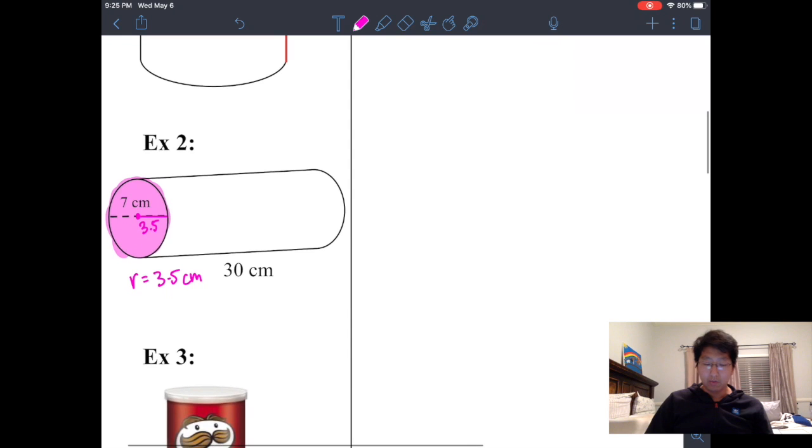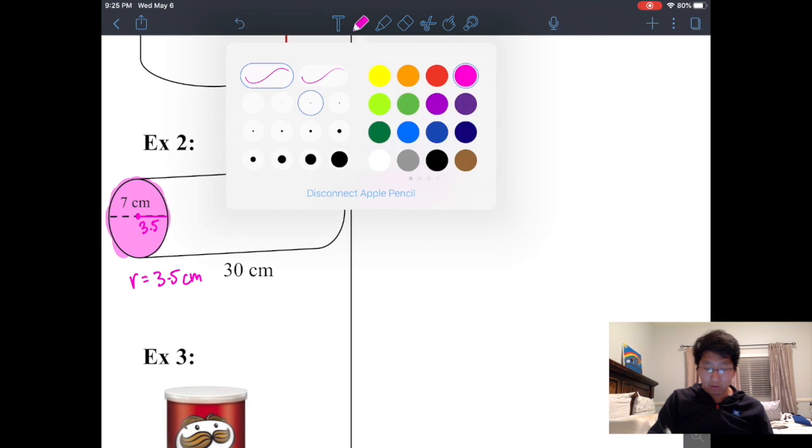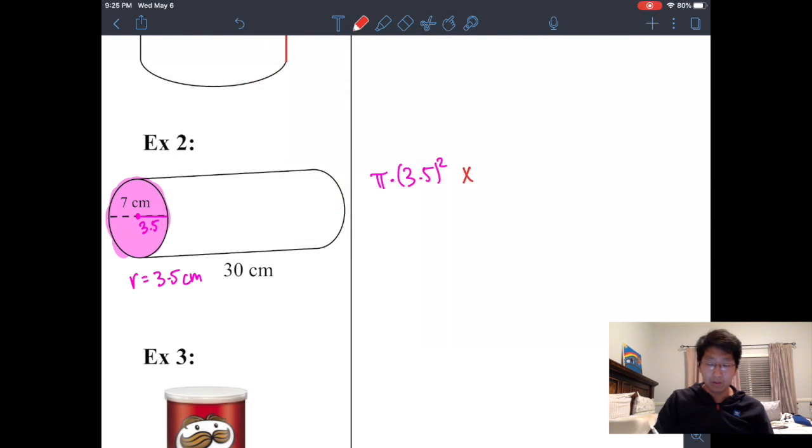So to find the volume, we're going to take pi times 3.5 squared, right? And we're going to multiply that by the height. So that's going to be times 30. That's given right here. Okay.